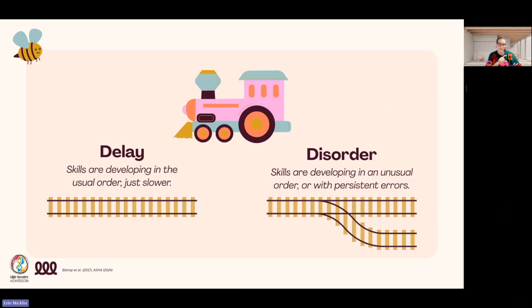It's not following that same track, that same train track that other children are following. It's actually veering off, and it's taking its own course or going a different way. So the order and pattern that we see for those children are unusual, and their errors usually persist even when you'd expect them to have resolved.